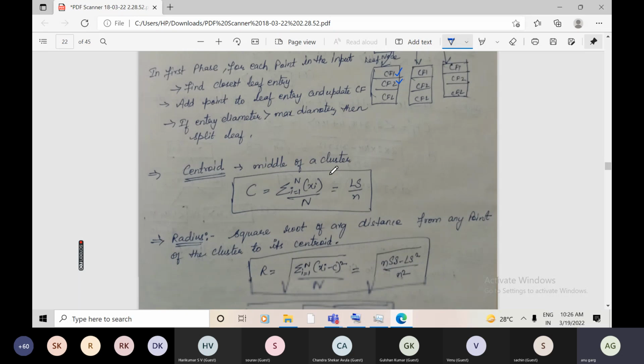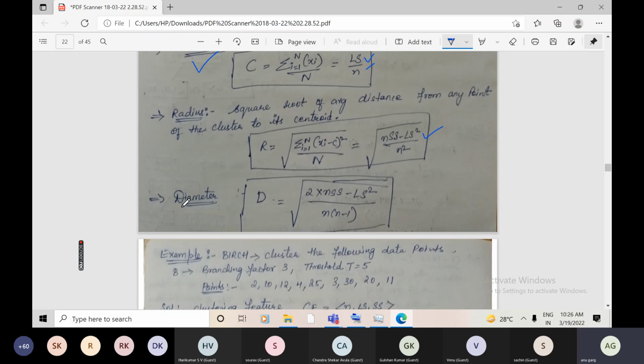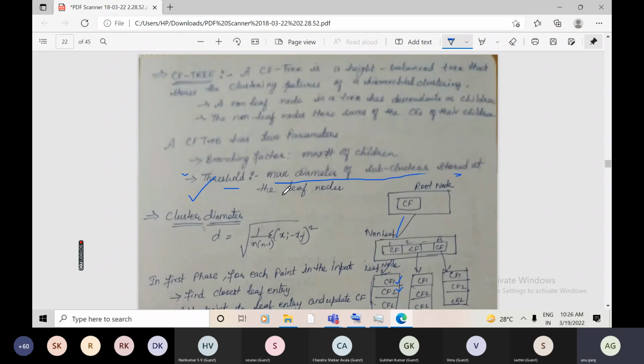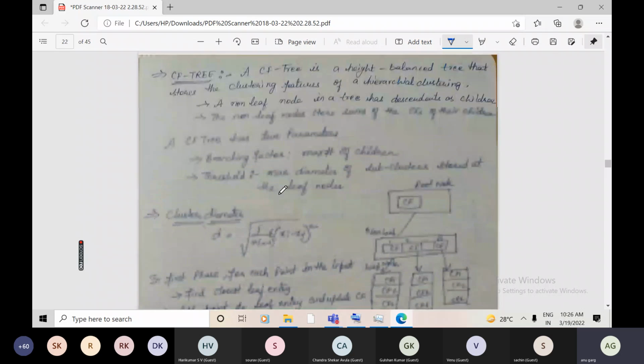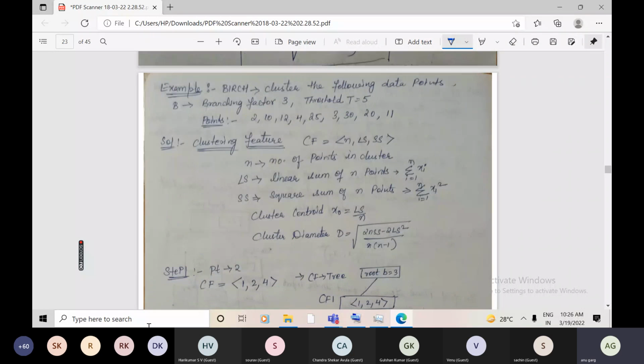These are all the formulas. Centroid: how to find the centroid of the cluster, LS by N. Radius: this is the radius of your cluster, from any point. And this is the diameter formula. So these three formulas are important to do the problem using the BIRCH algorithm. So let's see the problem, then it will be more clear.